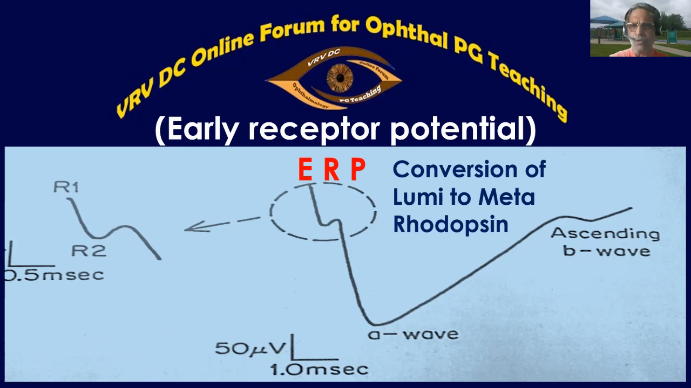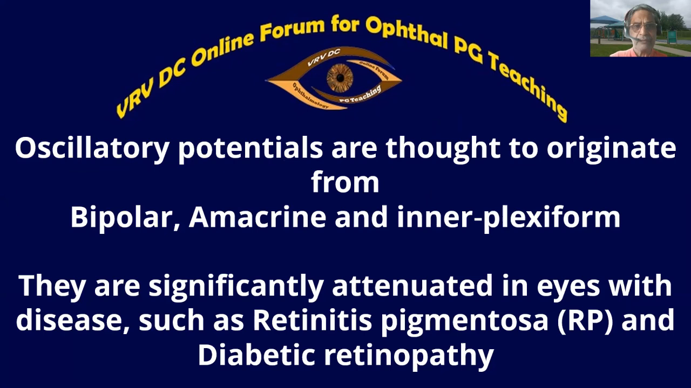I told you oscillatory potentials originate from the bipolar cells, that is the inner nuclear layer and inner plexiform layer, and amacrine cells also take part in this. Here they are significantly attenuated. Our usual idea is diabetic retinopathy; never forget that point. In diabetic retinopathy patients, the earliest change is that the oscillatory potentials get deranged, even when the patient has no diabetic changes in the fundus. If you do an ERG and see some changes, you can suspect that retinopathy may start in future. These are all oscillatory potentials.